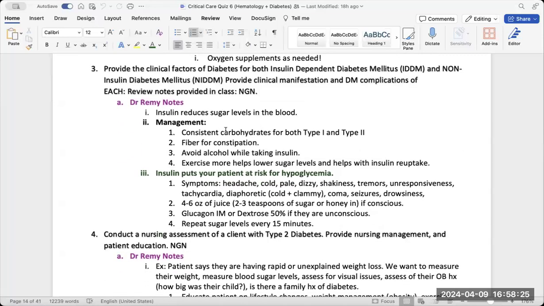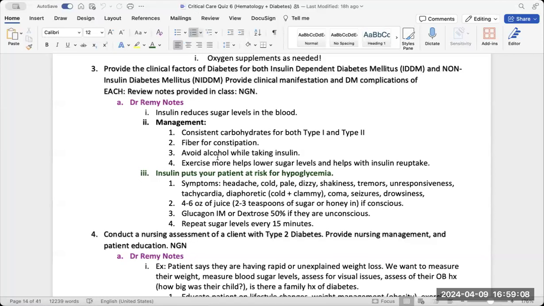Okay. Now, I'm not going to get into too much with this question. It just says provide the clinical factors for diabetes, both insulin-dependent diabetes and non-insulin dependent diabetes. Now, insulin-dependent diabetes is type 1, non-insulin dependent diabetes mellitus would be type 2. So we already talked about the manifestations and the complications, all of that. The complications of, like we said, retinopathy, neuropathy, nephropathy, delayed wound healing, that's all the same, right? But type 1 has a risk for DKA, whereas type 2 has the other one, HHS.